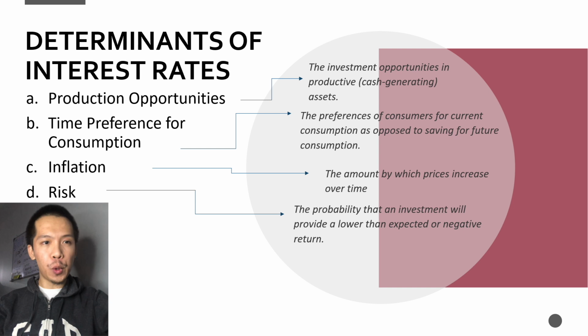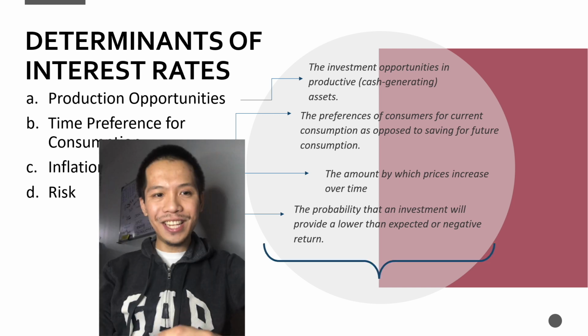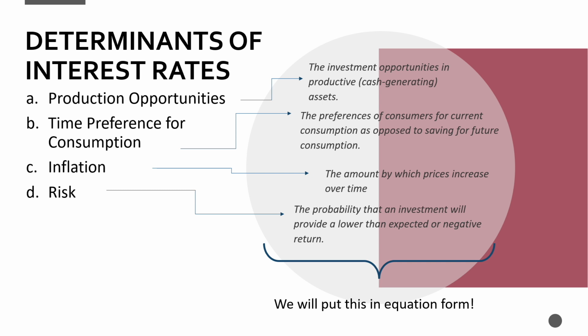In the previous video, we talked about the factors that determine the level of interest rates. These are production opportunities, the investment opportunities in productive or cash generating assets; time preference for consumption, the preference of consumers for current consumption as opposed to savings for future consumption; inflation, the amount by which prices increase over time; and risk, the probability that an investment will provide a lower than expected or negative return. In this video, we will put these factors in equation form.